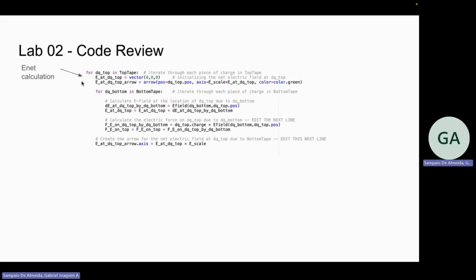The second portion of the code was to calculate the net electric field, which is where the principle of superposition was used. Basically, for each of the tiny pieces that was divided by the line charge function, the electric field was calculated. And then by superposition, the sum of those electric fields is defined as the net electric field.